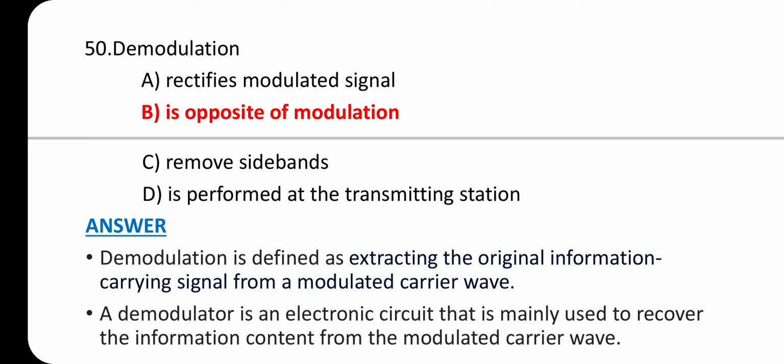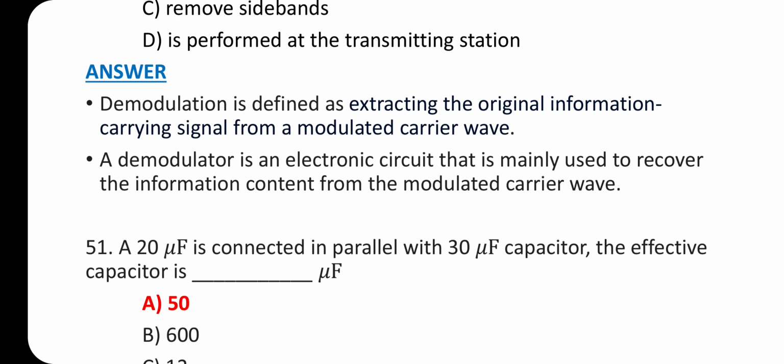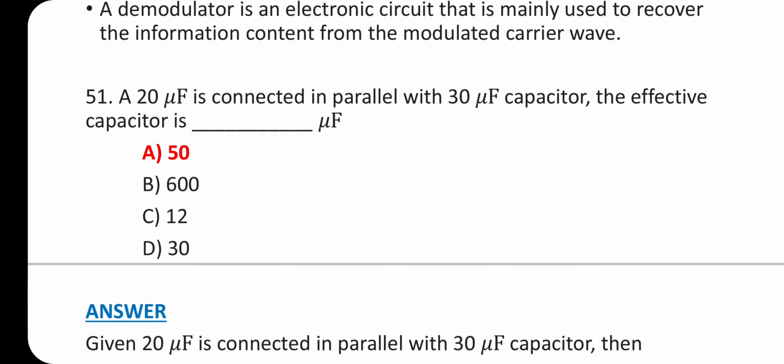50. Demodulation is the opposite of modulation. Demodulation is defined as extracting the original information carrying signal from a modulated carrier wave. A demodulator is an electronic circuit that is mainly used to recover the information content from the modulated carrier wave.